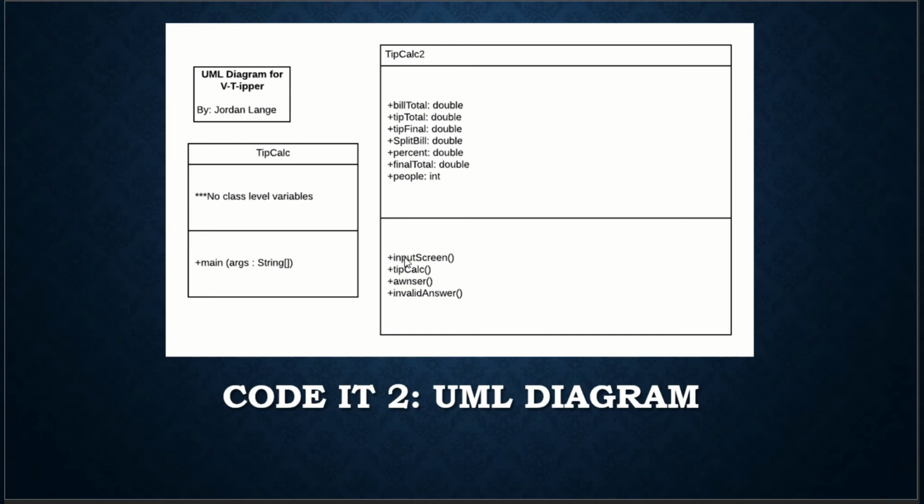There are also the methods for this, which would be your input screen, your tip calculator, your answer, and your invalid answer. Your invalid answer would be used if the user incorrectly answered the question in answer, and at the end of answer it would loop to the beginning, called input screen, if the user needed to calculate another bill.